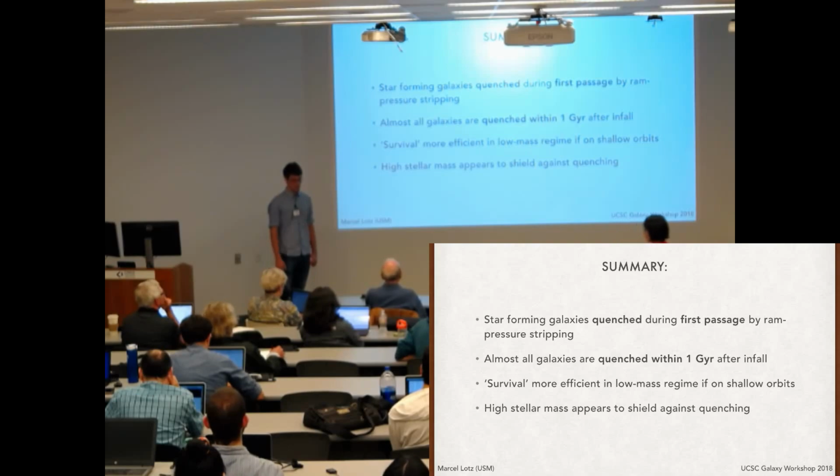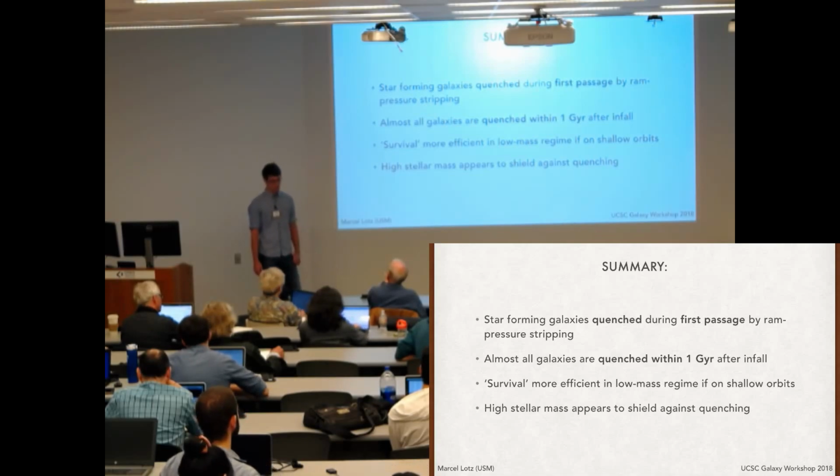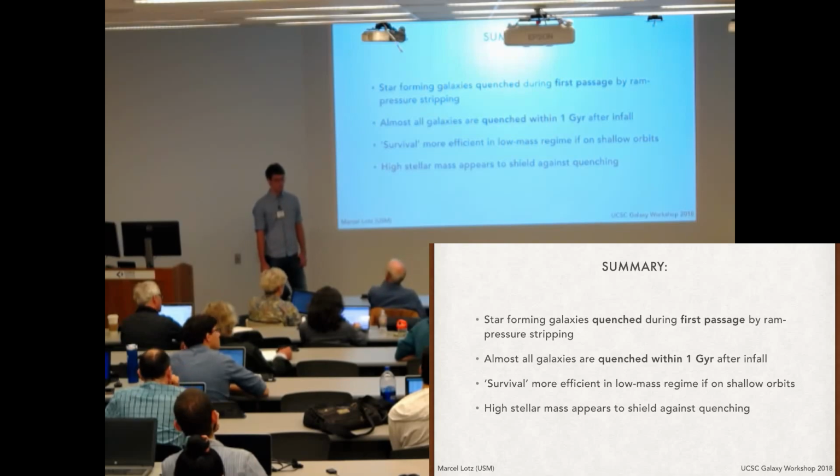I was wondering whether this 1 gigayear quenching is consistent with observations. Jeremy Tinker and Andrew Wetzel found that the intermediate mass galaxies typically survive for at least 2 gigayears. High and low mass galaxies are usually less, but still I'm not sure. So have you compared to the data, and how does that agree?